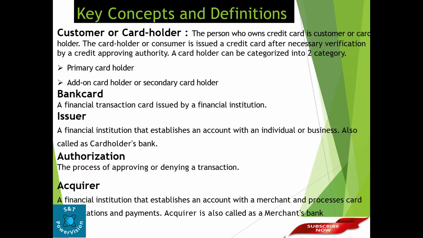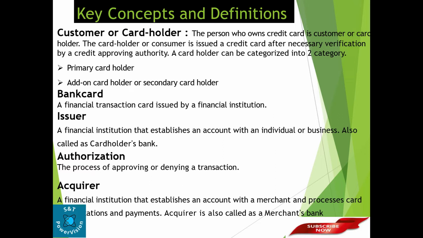First thing, who is the customer or cardholder? The person who owns the credit card is the customer or cardholder. Suppose we are holding a card from any given bank, maybe from Citibank. We have different kinds of banks. Suppose we are holding a card, so we are the customers. It may also happen that we are holding an add-on card or secondary card for a family member. In that sense, this is called an add-on cardholder or secondary cardholder.